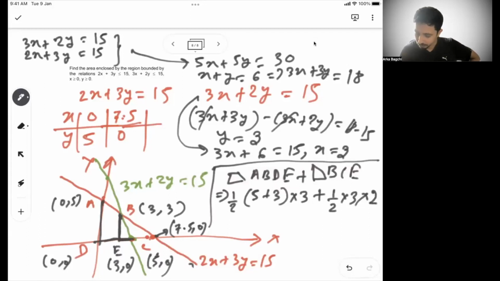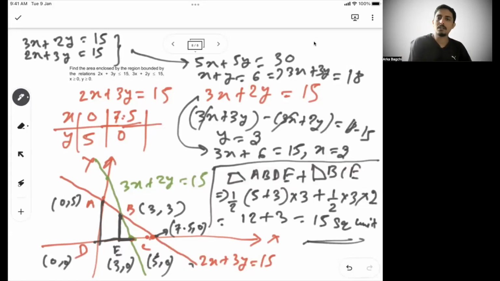Half into 3 into 2. So this is what you get. So 8 to the 24. So this is 12. 12 plus 3 or 15 square. Answer. So I hope this is clear.